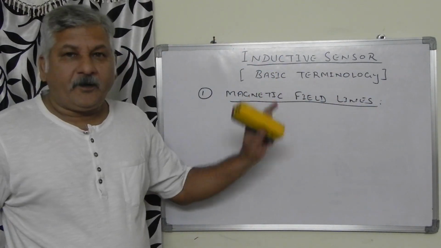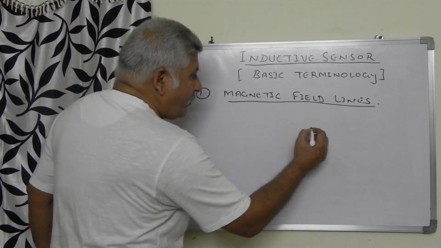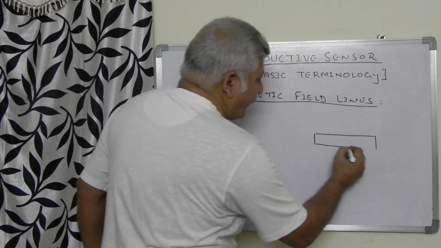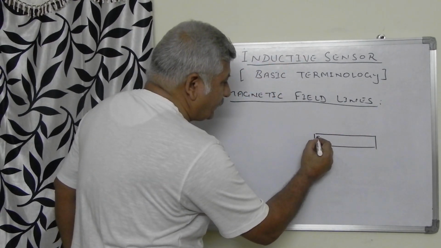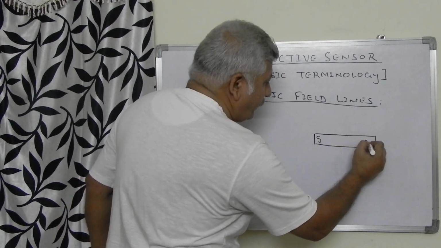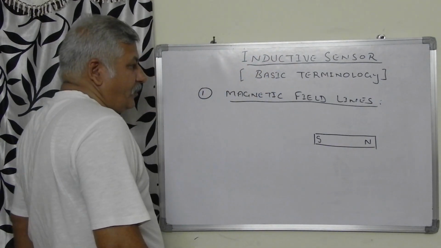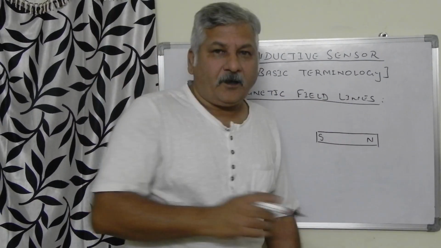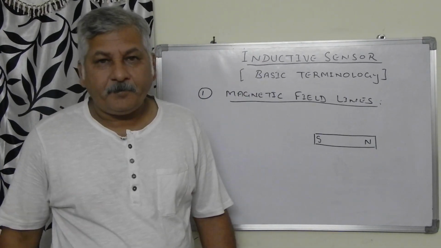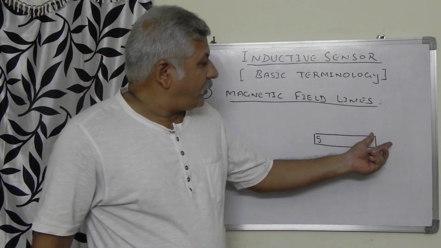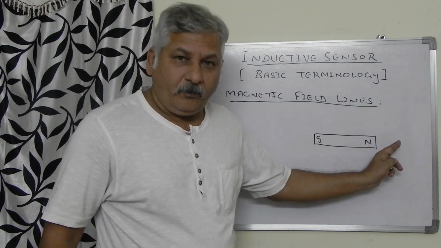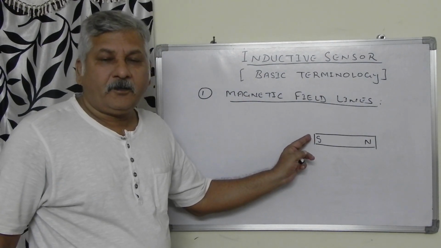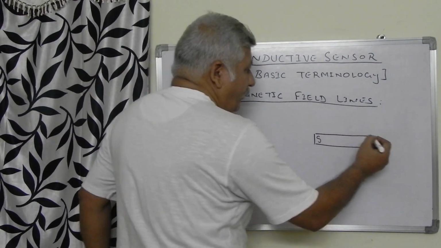Now, what is magnetic field lines? Let us assume this is a magnet. This is the south pole of the magnet and this is the north pole of the magnet. So, the magnetic field lines are the invisible lines which come out from the north pole and which enter in the south pole. So, it will be like this.